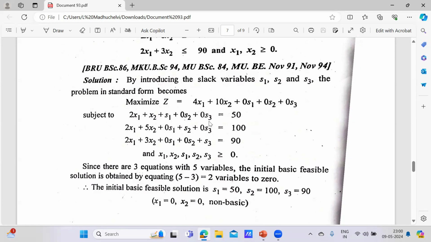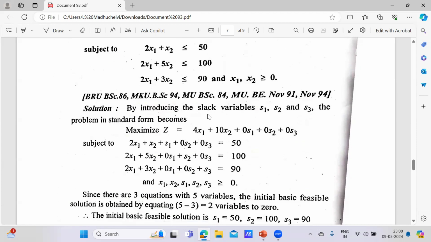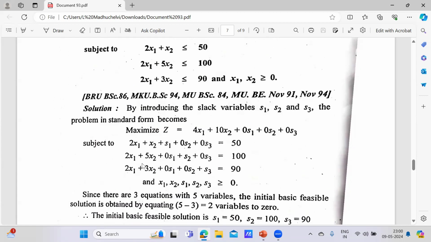We have to convert the given LPP into standard form. First, we check that all the bi's are greater than 0. If so, then we add the slack variable to the equation: S1 to equation 1, S2 to equation 2 and S3 to equation 3. Correspondingly, we have to add the same slack variables in the objective function with 0 coefficient.